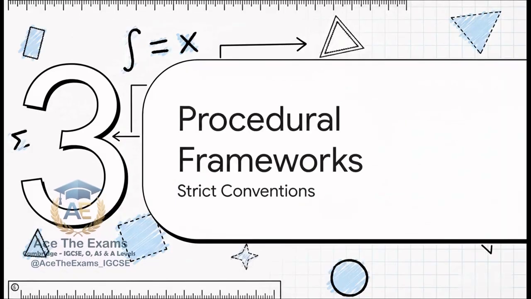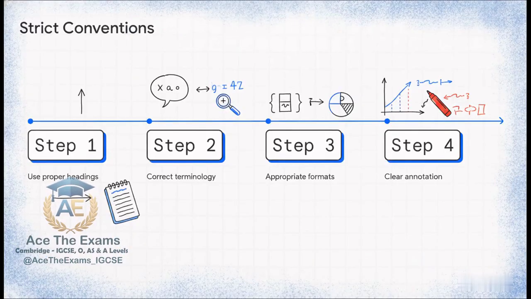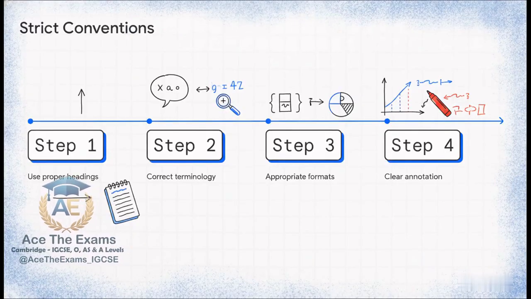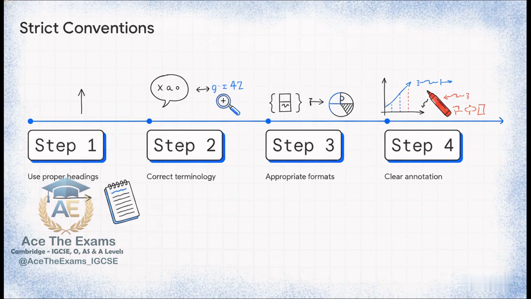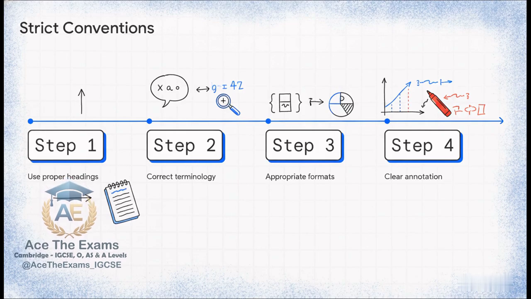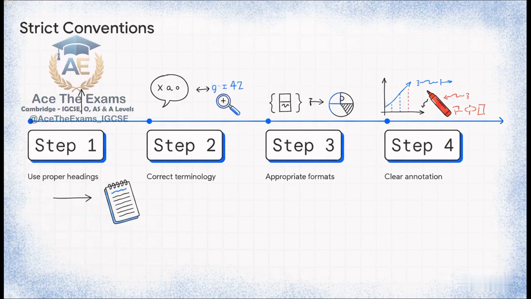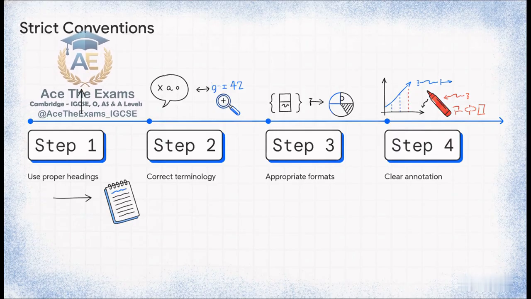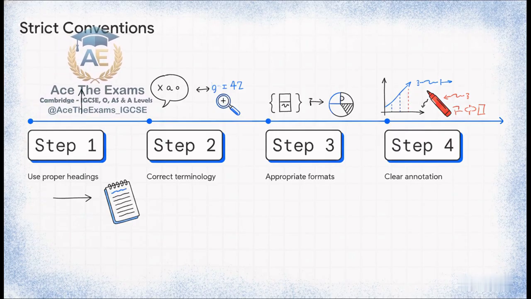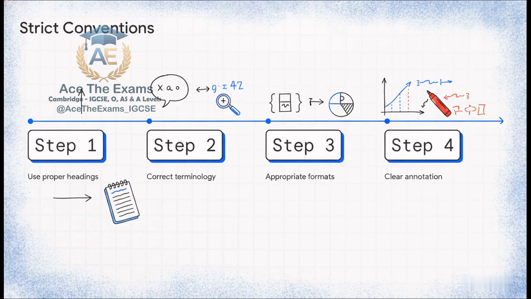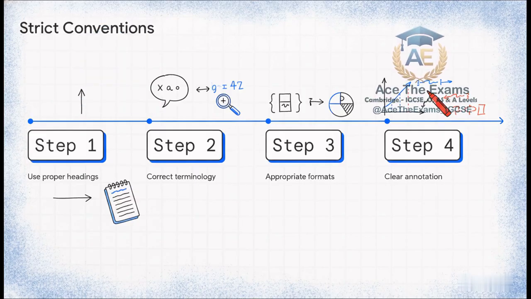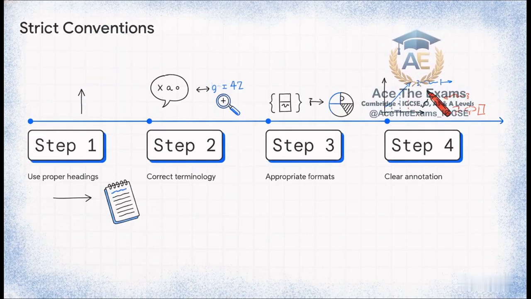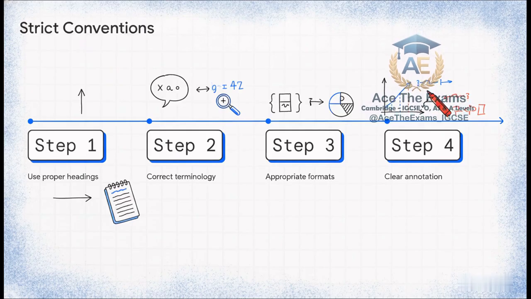Section 3, Procedural Frameworks. Okay, to avoid those exact vocabulary and context traps, top-scoring candidates rely on incredibly strict conventions to present their information. I want you to treat this 4-step timeline as your visual story method for every single function question you encounter. If you follow this, you effortlessly align with the examiner's marking algorithm. Let's do an interactive workshop right now to test this.